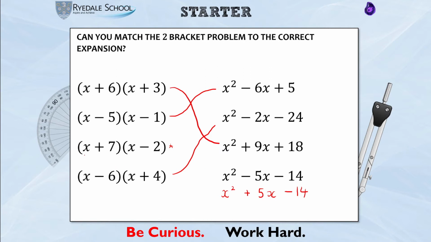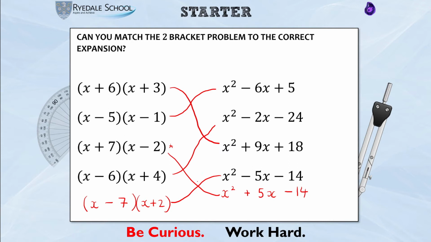So we just talked about how x plus 7, x take away 2 is actually that. So what would x squared minus 5x take away 14 look like? Well, that would have to be x take away 7, x plus 2. So very similar to that expression, but with the signs the other way round.